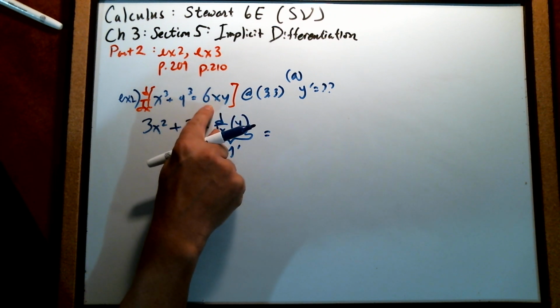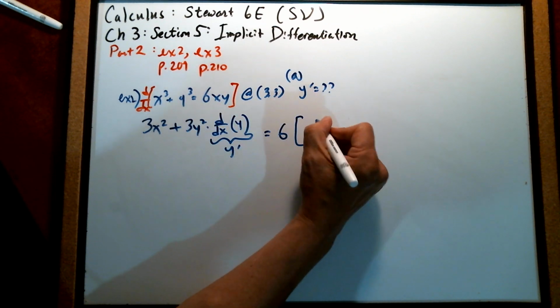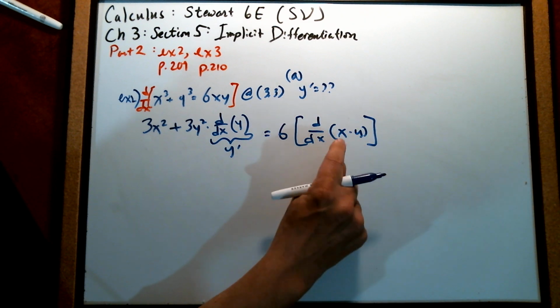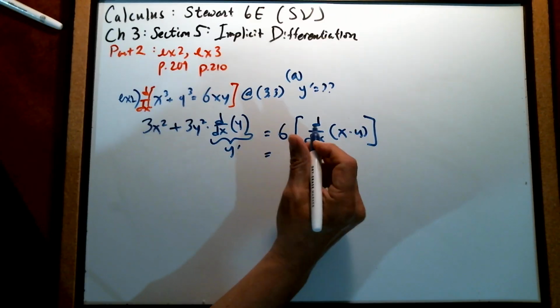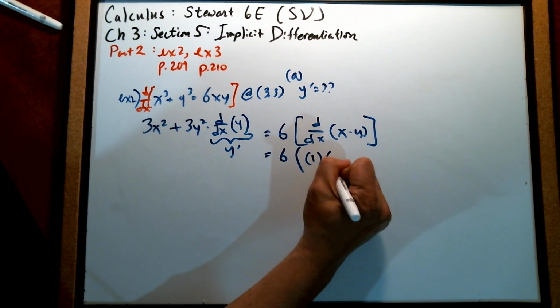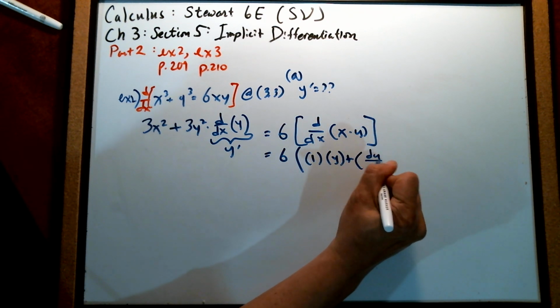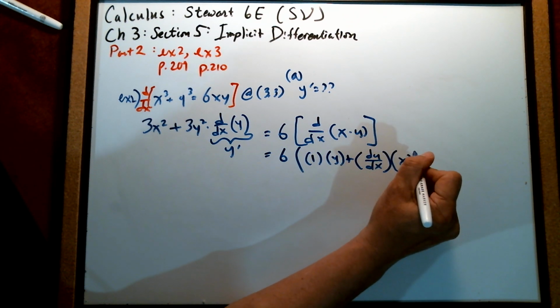Equals, on the right hand side, I factor out the 6, always factor out the constant or the coefficient, derivative with respect to x of x times y. Well, this is a product of two variables, x and y, right? So you have to use the product rule, which is unfortunate, but you still have to do it. 6 times the derivative of the first, which is 1, times y, the second, plus the derivative of y, which is dy dx, which is just y prime, times x.